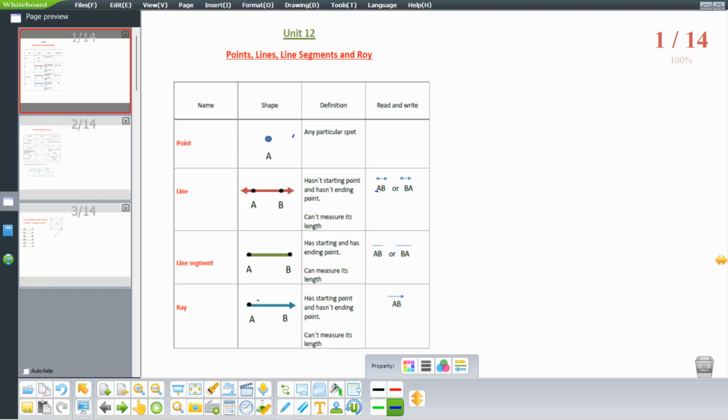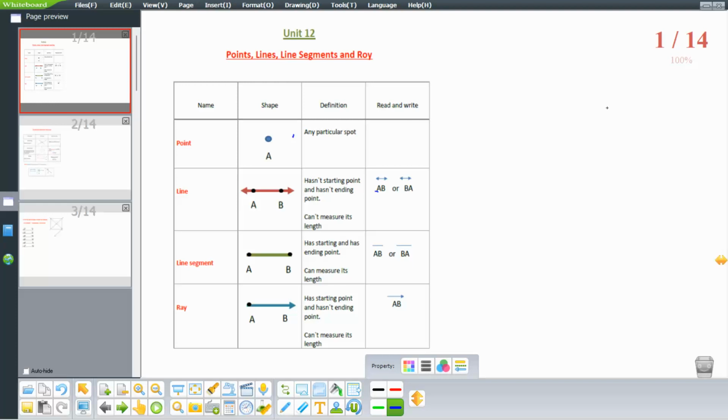Okay, the ray is like the sun ray. A sun ray starts from the sun and has no ending point. So the ray has a starting point and hasn't an ending point. And we can't find the measure of it. We can't measure the length of the ray. And we read it in one way, which starts with the starting point, ray AB.